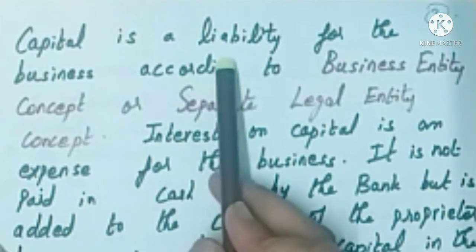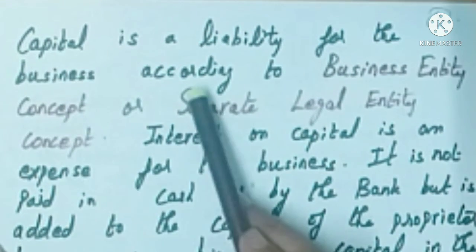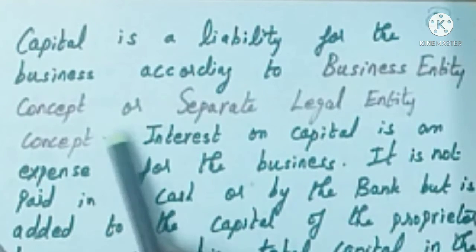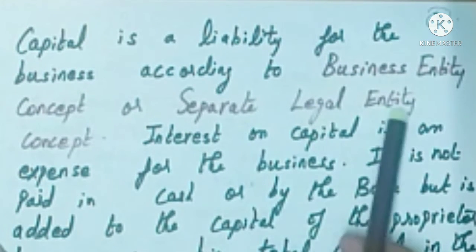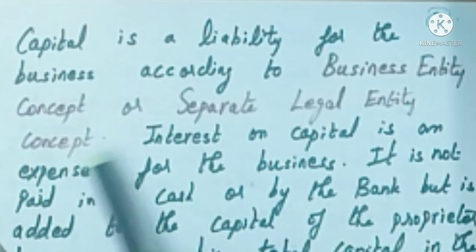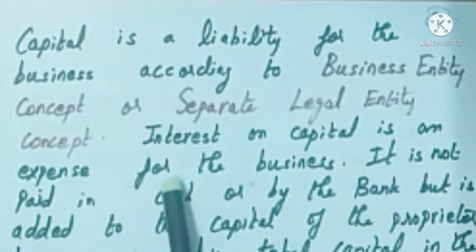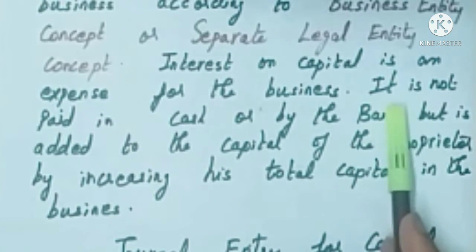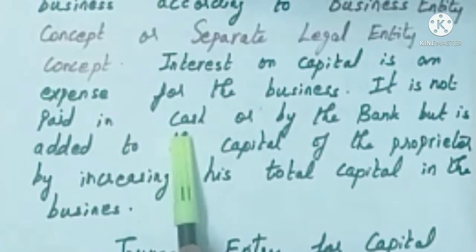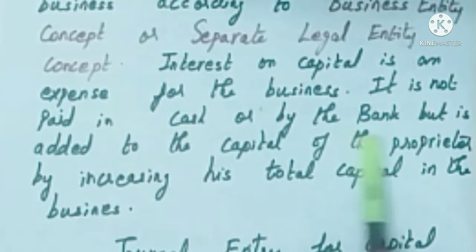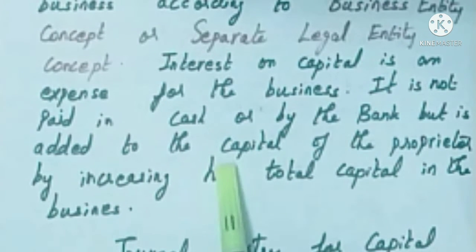Capital is a liability for the business according to business entity concept or separate legal entity concept. Interest on capital is an expense for the business. It is not paid in cash or by the bank but is added to the capital of the proprietor by increasing his total capital in the business.